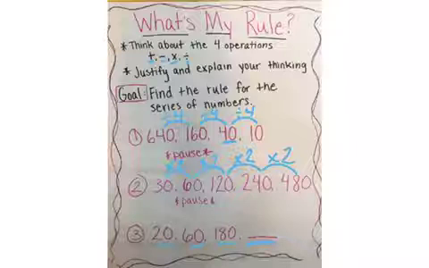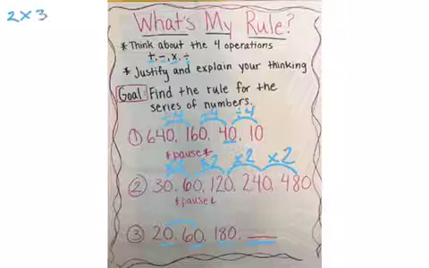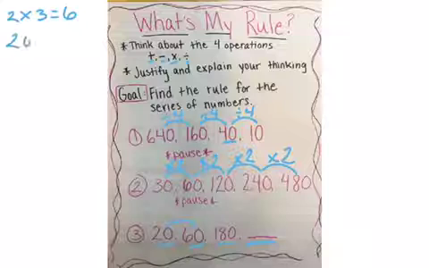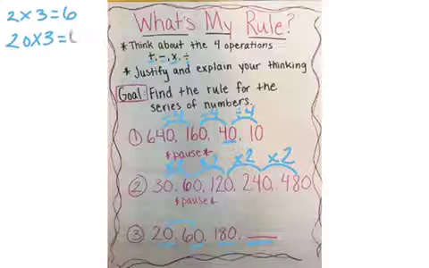So let me think. What do I know about 20 and 60? Well, I know that 2 groups of 3 is 6. So 20 times 3 would be 60. So from 20 to 60, I had to multiply it by 3. Let's continue this rule and see if it works. So if I took 60 times 3, would I get 180? Well, let's see.